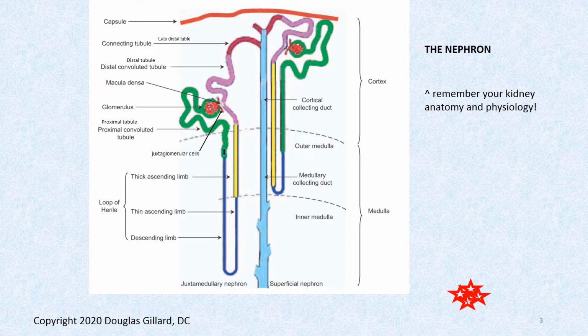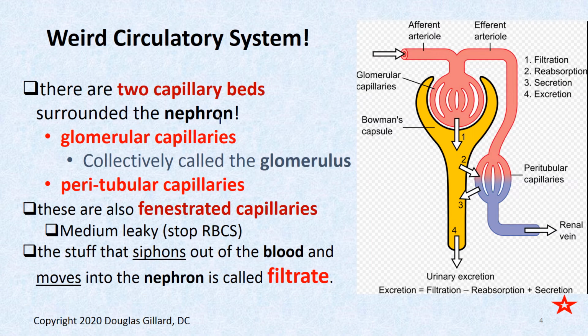So you remember that from Dr. Doe. You've had lots of that, so I'm not going to go crazy into that. Just remember, though, this is an interesting system. Here's Bowman's capsule. That's the part that surrounds the glomerulus, which is just a bunch of capillaries. But the weird thing about this arterial system is it's a double arterial system. We've never seen that before in the body.